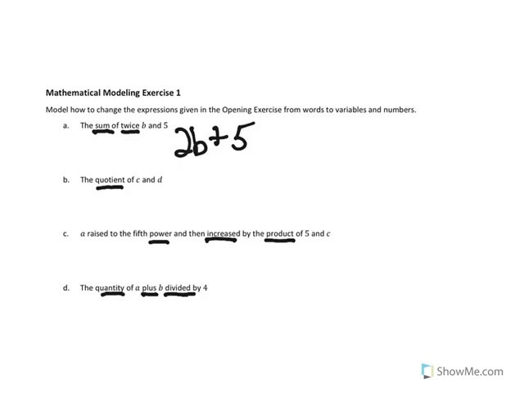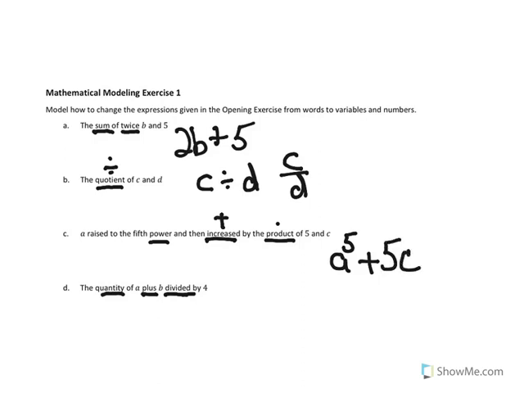The next one is the quotient. Quotient means division. So we're going to have the quotient of c and d. It is c divided by d, which can also be written as c over d. Okay? C says A raised to the 5th power and then increased, if you look at your list, means add, by the product of 5 and C. Product means multiply. So let's start with A. We'll write it over here. A raised to the 5th power and then increase, let's put our plus sign, by the product of 5 and C. Well, that's simply written 5 times C, which we write like that.